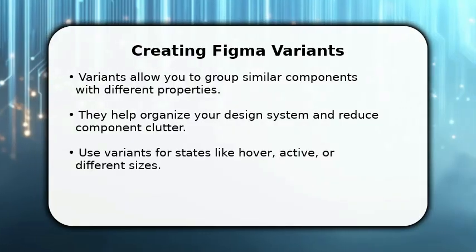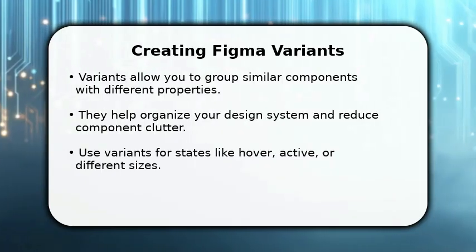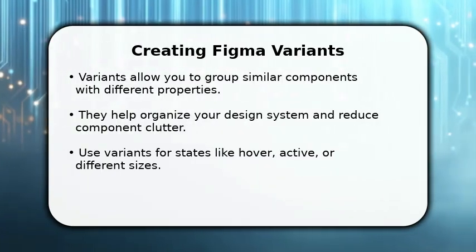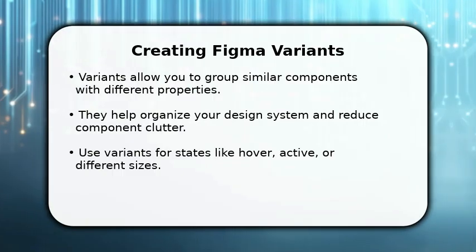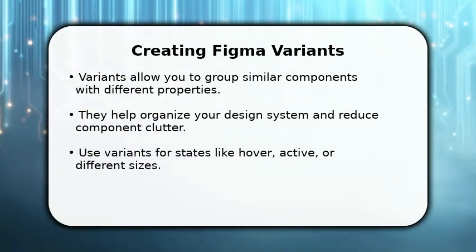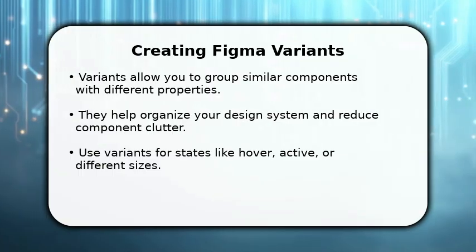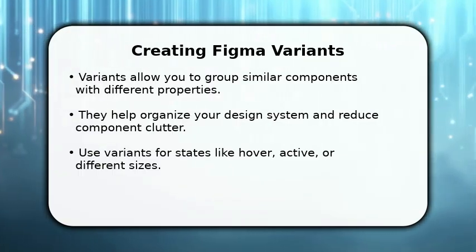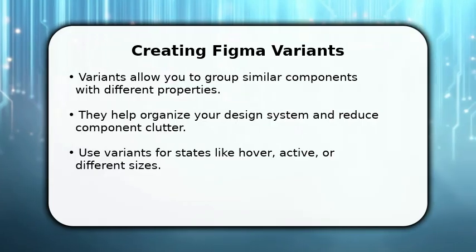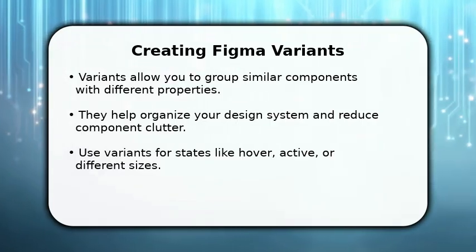In this video, I will explain how to create variants in Figma. First, select your main component. Then, in the right sidebar, locate the Properties section. Click the plus icon next to Variants to begin. This action will convert your single component into a component set, ready for adding different variations.